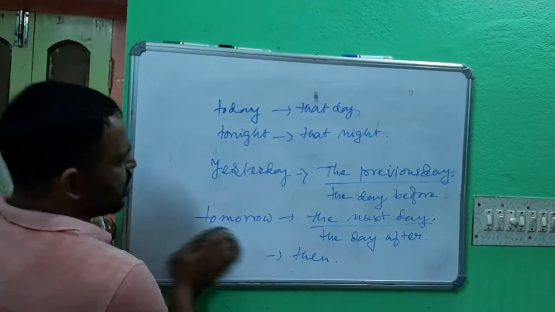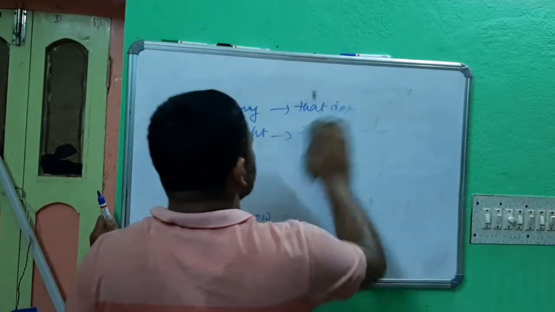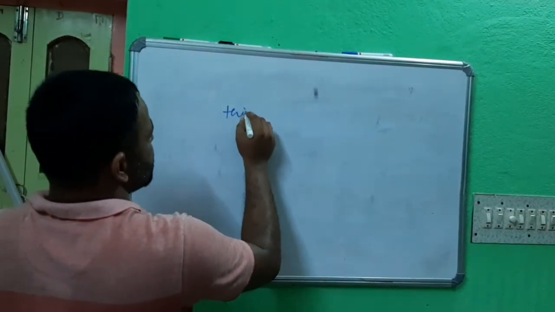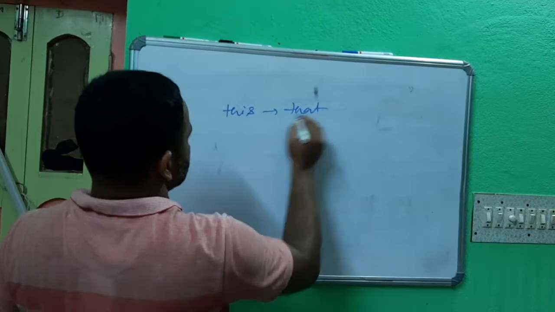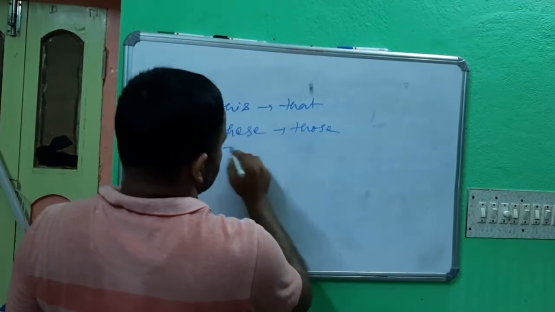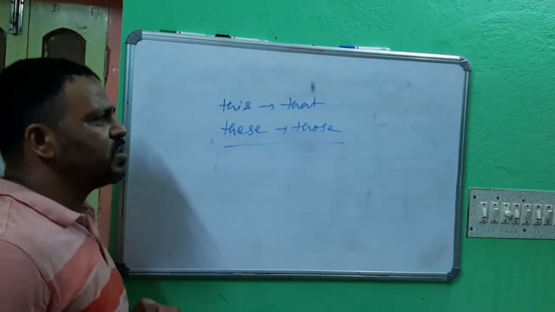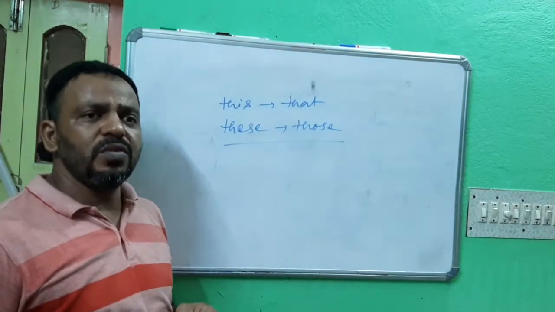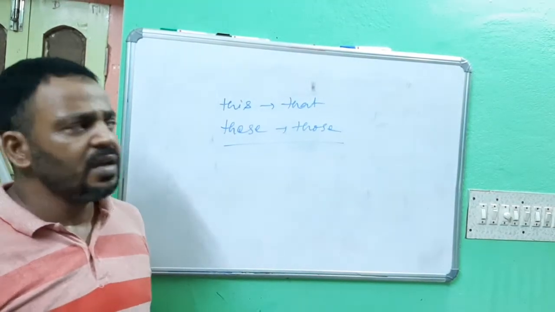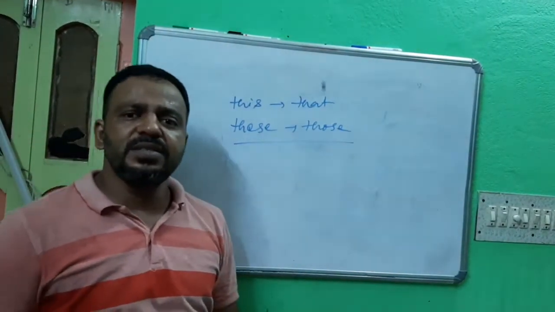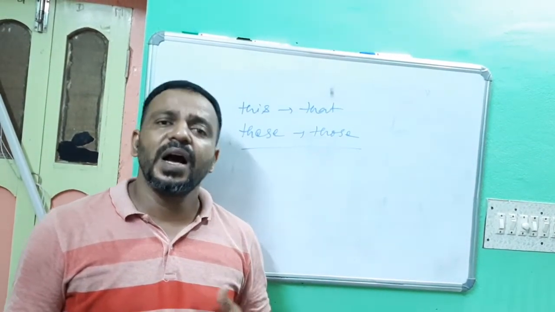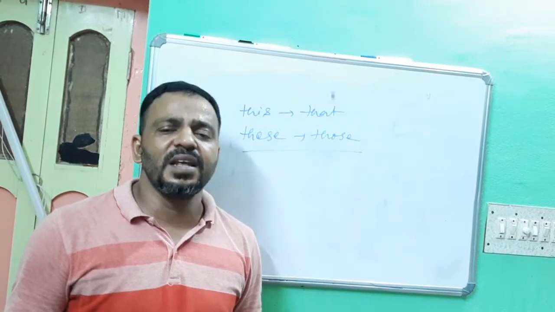And in place of pronouns, there are a few pronouns that can be changed from direct narration to indirect narration in this way. This will be converted to that. These will be converted to those. These are some of the changes that you will have to be careful about while changing from direct narration to indirect narration. These are the changes of narration in assertive sentences. I will come to you with other sentences in the next classes.